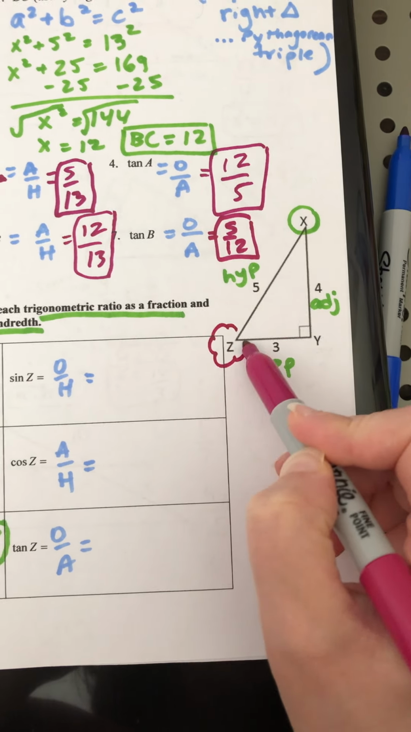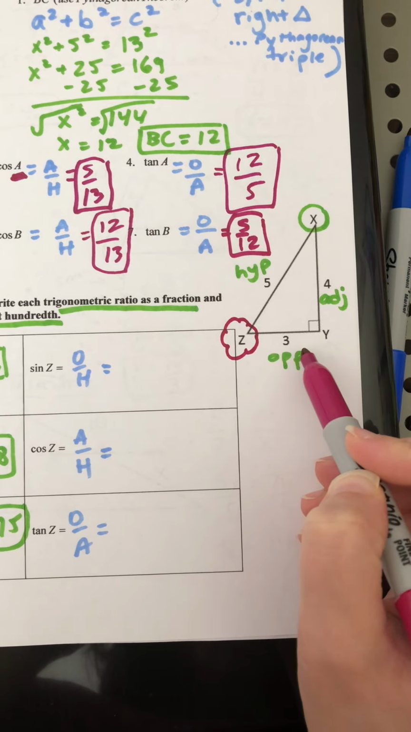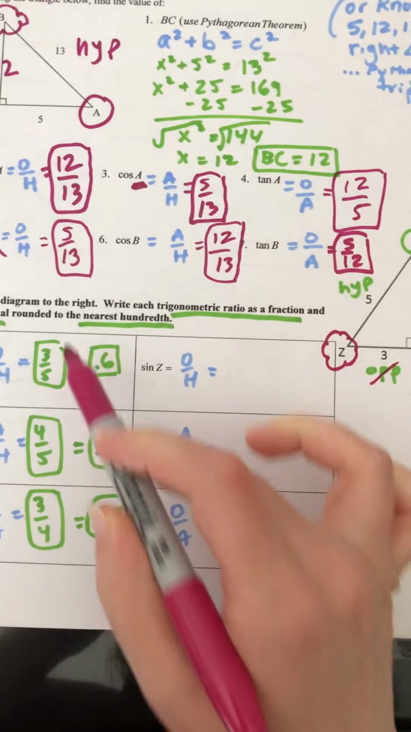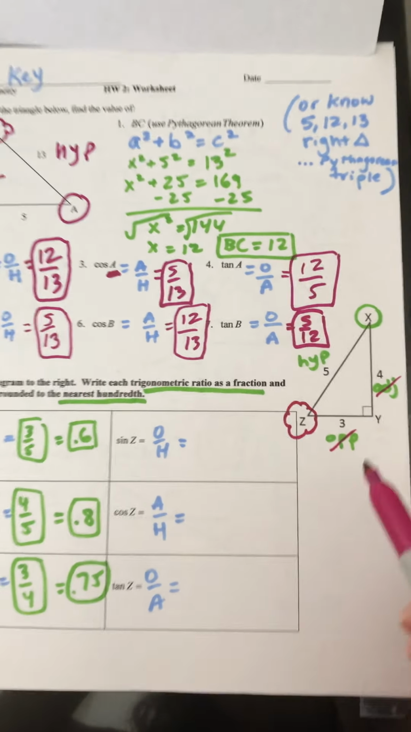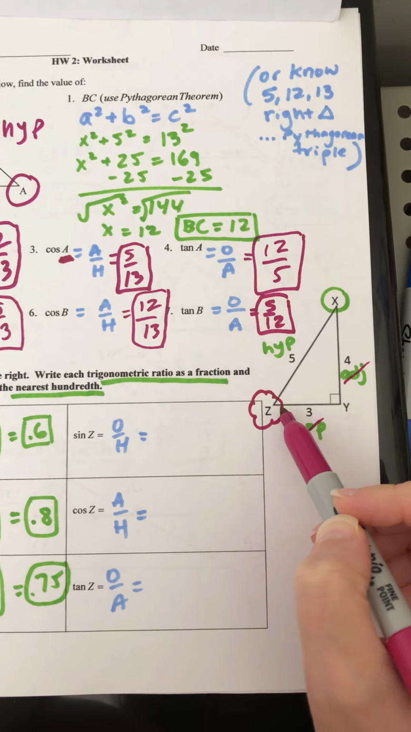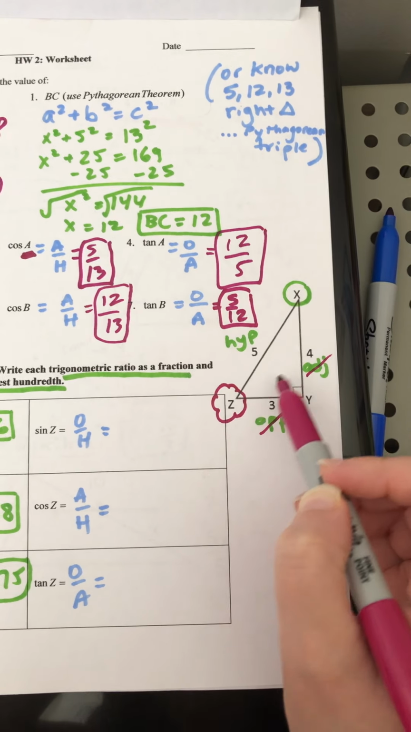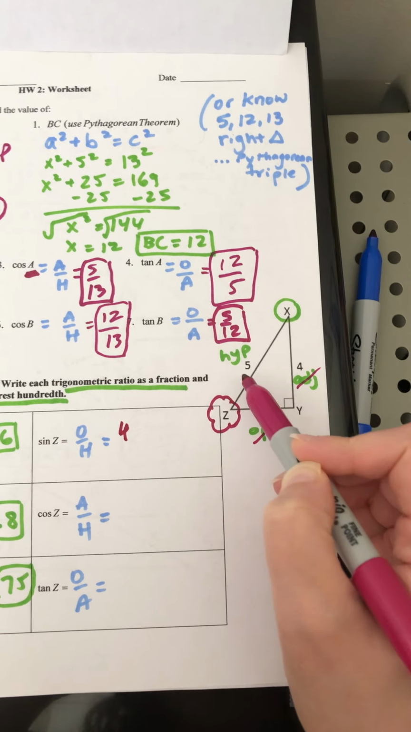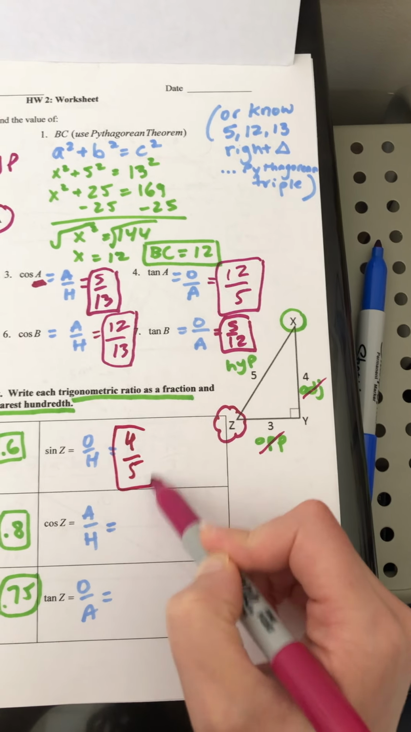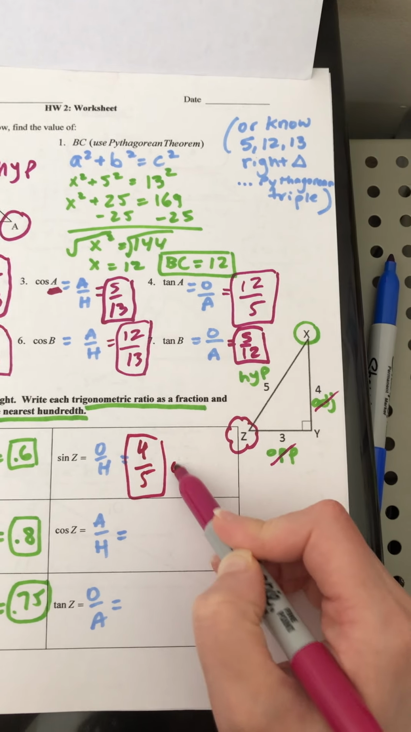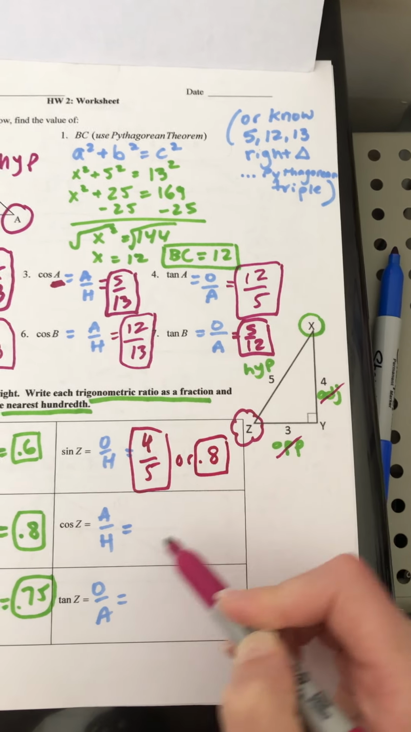Now let's take a look at z. We're switching our perspective. Now using z, I don't want to use the old opposite and adjacent that I had noted for over there. Z, okay, opposite z will be 4. Hypotenuse is 5. 4/5 is also known as 0.8.